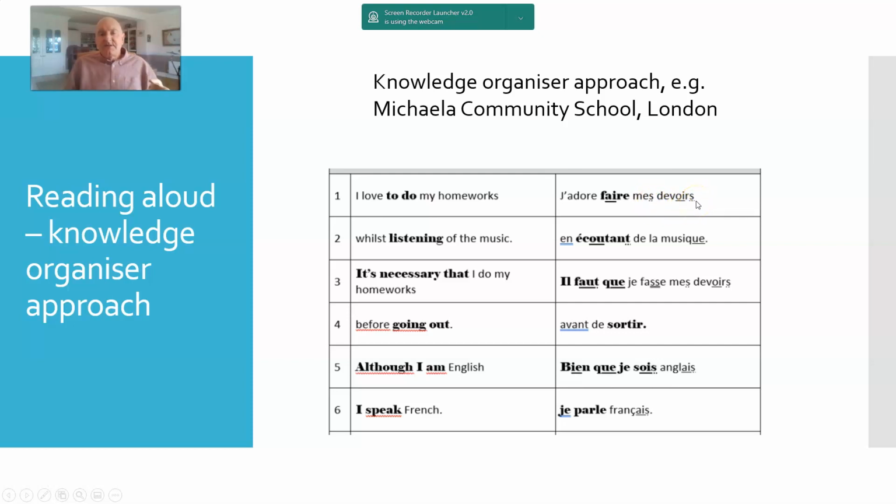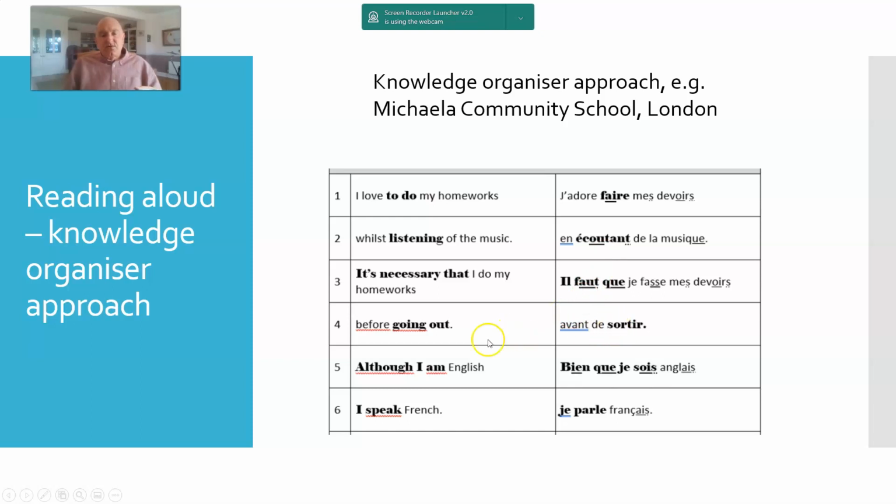So they systematically, with their beginners, do lots of choral reading aloud, individual reading aloud, with a focus on phonics. And I have to say the results are pretty amazing, and I've seen them firsthand, and I've seen the exam results the school gets.